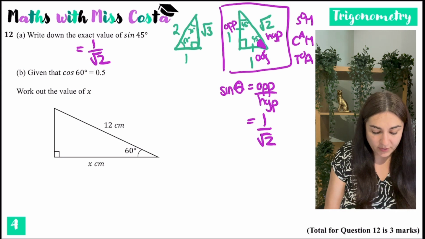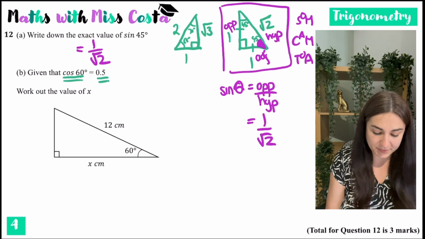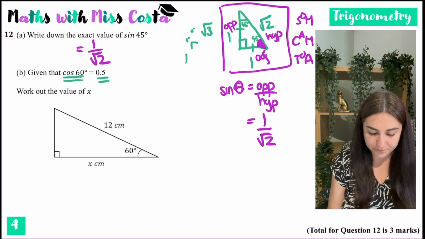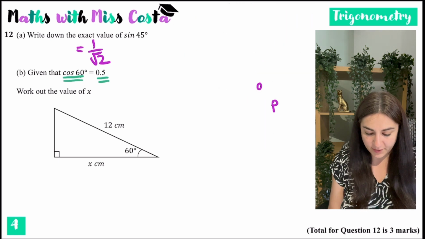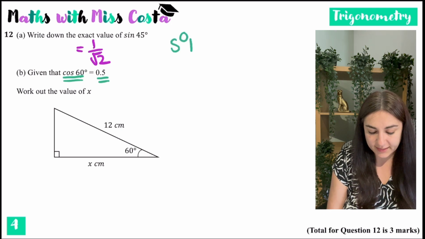Next, I am told that cos 60 is 0.5. I could have worked it out using the triangles, but they've given it to me, so that's really nice. Now I need to work out the value of x. This is just a basic trigonometry question. So, SOHCAHTOA.